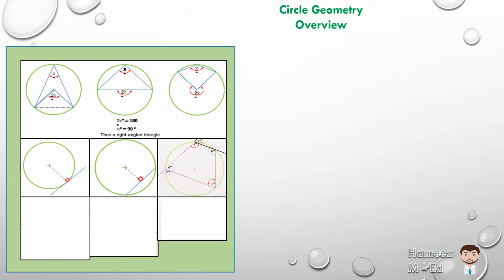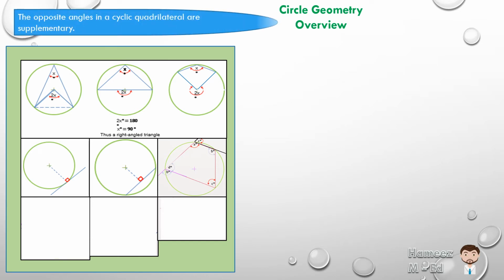If we go to the next diagram, we see a shape which has 4 sides. So it's a quadrilateral, and all 4 corners lie on the circumference. So it's a special type of quadrilateral. It's called a cyclic quadrilateral. And what relationship can we find within all cyclic quadrilaterals? The opposite angles in a cyclic quadrilateral are supplementary, which means that they will add up to 180 degrees.